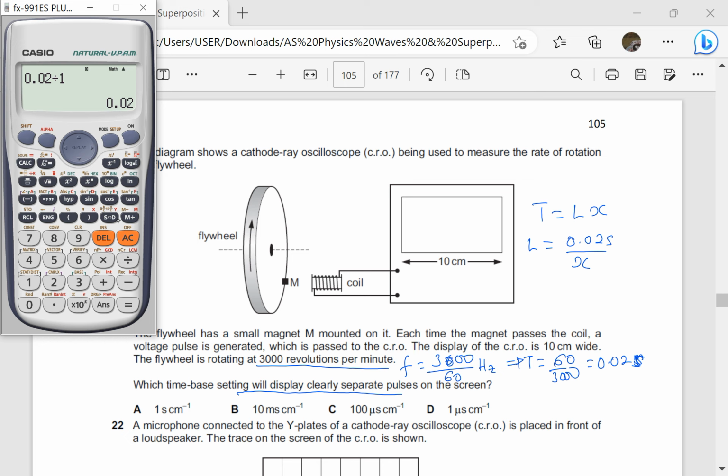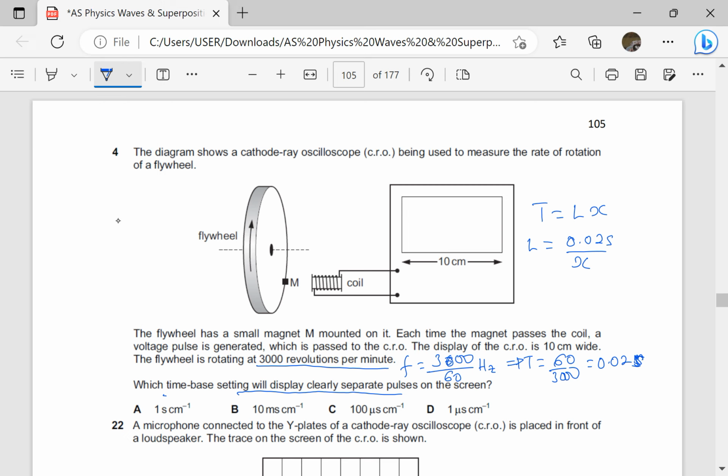So for the first one, it will give us 0.02 centimeters, which is very small. It means they cannot be displayed on the screen. This one gives us L, the distance between the pulses, as 0.02 centimeters. They cannot be displayed on the screen because the distance between them is extremely small. We can't see them clearly. We check the second one.